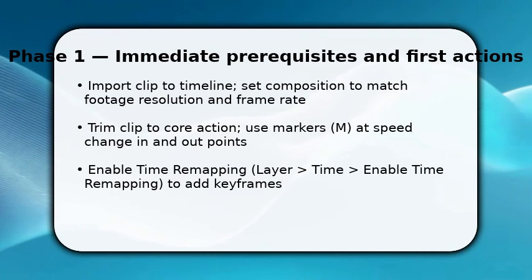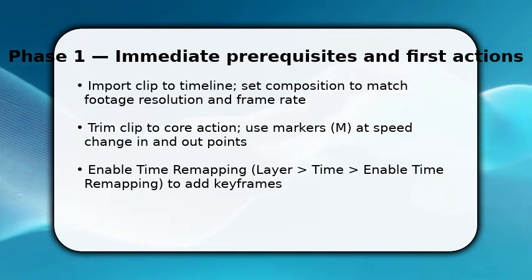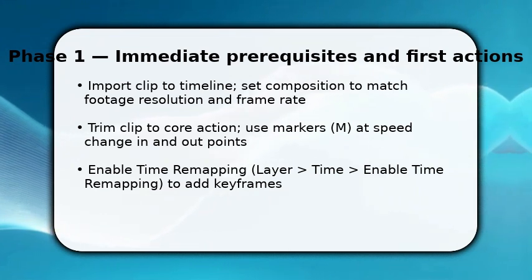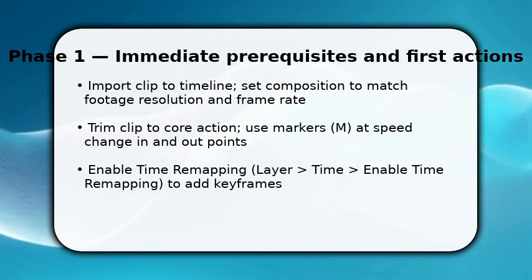You begin by getting the shot into a timeline that matches resolution and frame rate because inconsistent settings make ramps look choppy. Once imported, trim tight and place markers at the exact frames where motion should change so you have visual anchors. Then enable time remapping on the layer.